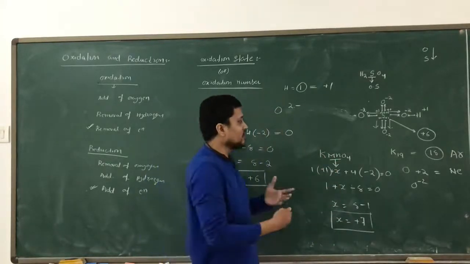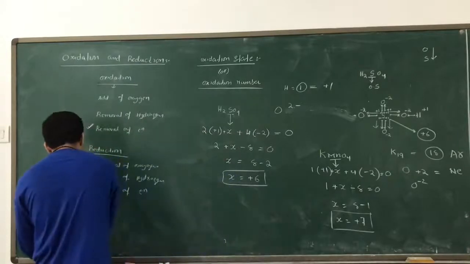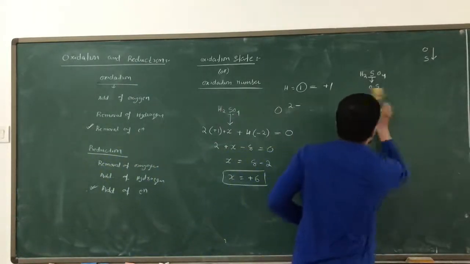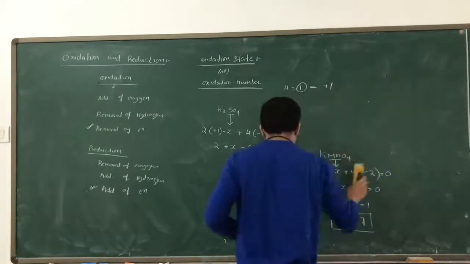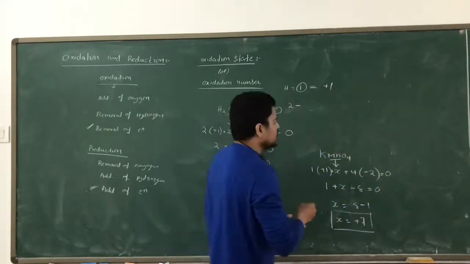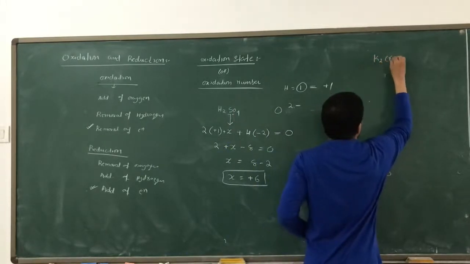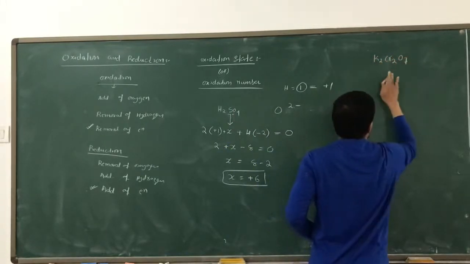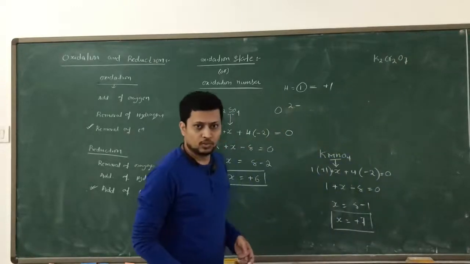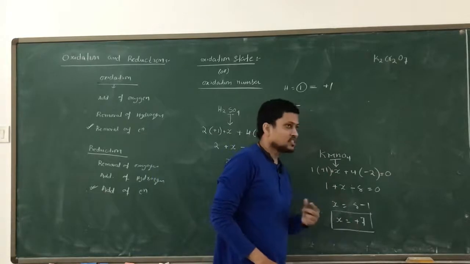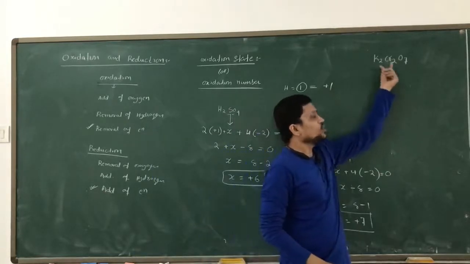In this way we can go for a number of examples. One more example I will show you so that you will understand very easily. So here I am just writing this particular compound. Suppose I am going for one more example. K2Cr2O7, potassium dichromate. Like in potassium permanganate, we saw that manganese has +7 oxidation state. Now I am showing K2Cr2O7.